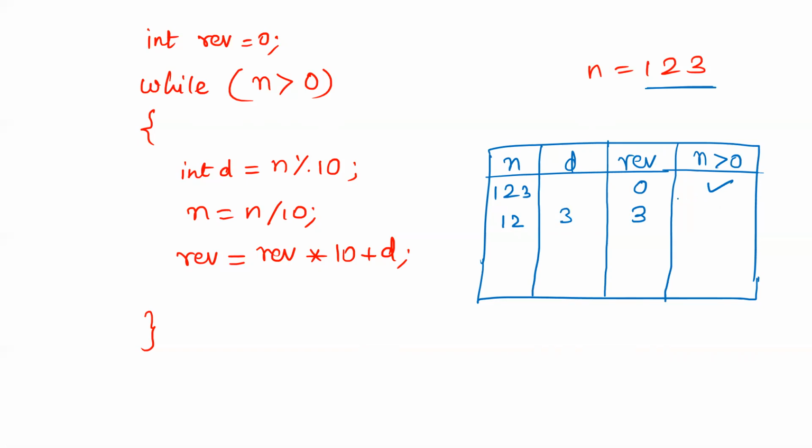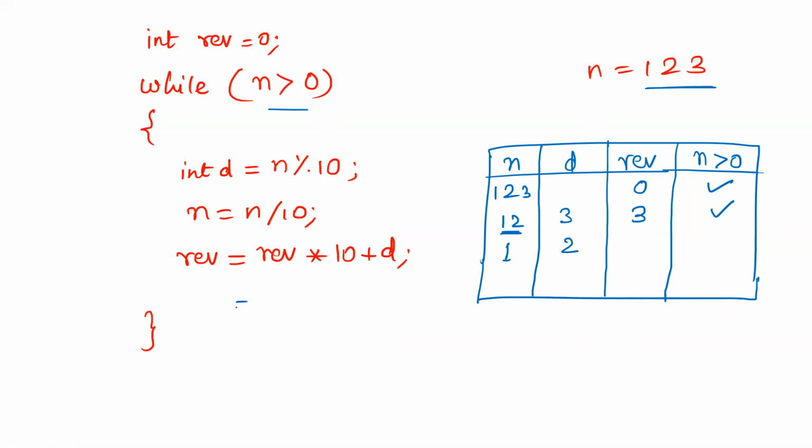Now you can see control goes up again and the condition is checked. 12 is greater than 0, so yes. Now d is updated with n mod 10. What is n mod 10? n is 12, and 12 mod 10 is nothing but the last digit 2, and n is again updated to n by 10, so it remains 1. Now what is reverse storing? Reverse into 10 plus d.